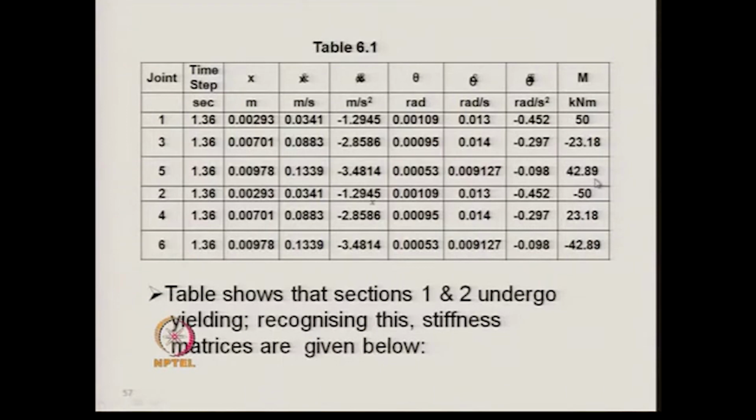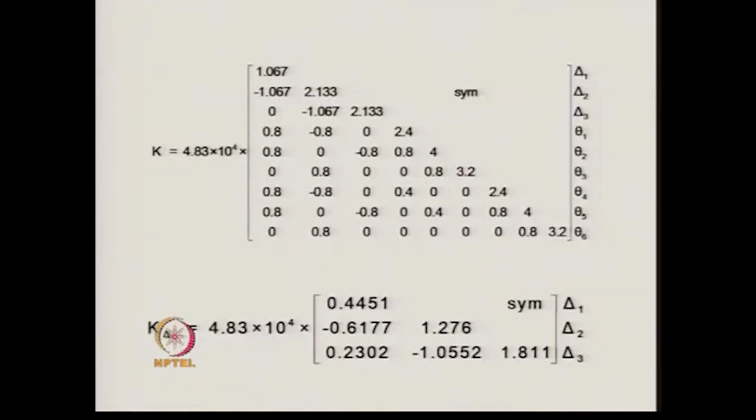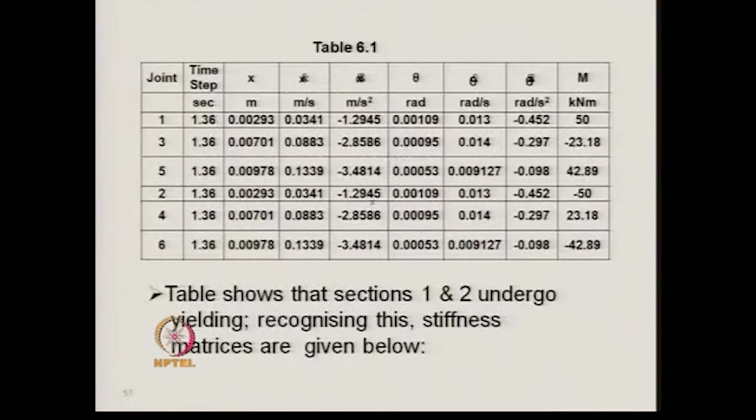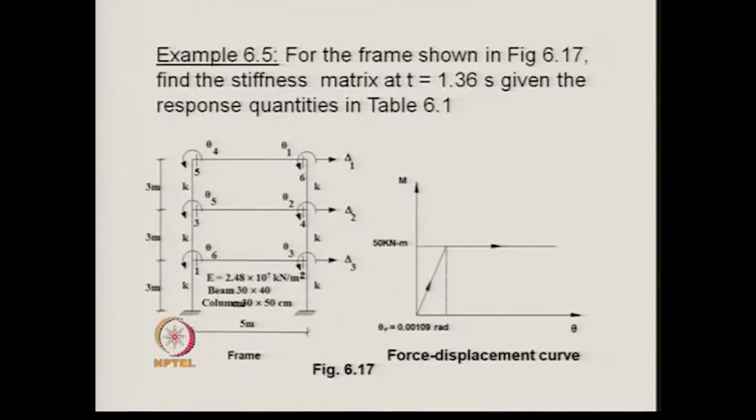So, we can see that the bending moment at the bottom beam has reached the yield value, because the yield value is given as 500 kNm or 50 kNm, that is given over here.